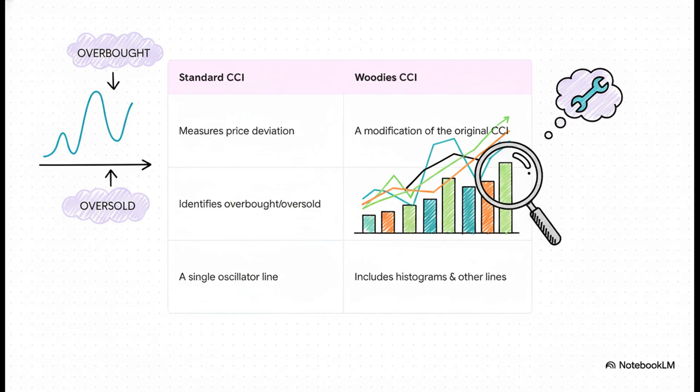So, along comes a trader named Ken Wood. He saw the genius in Lambert's idea, but felt it could be so much more than just a simple overbought or oversold signal. He basically took that single line and supercharged it, turning it into a complete trading dashboard. As you can see here, he added things like histograms and extra lines to give us a much deeper, more structured picture of the market's momentum.